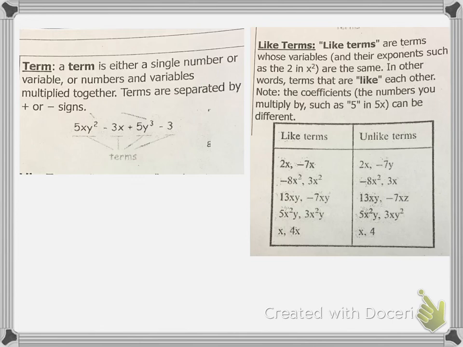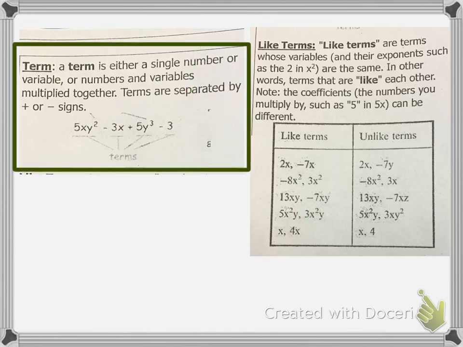I introduced the vocabulary term last week. So here's our definition here. A term is either a single number or variable, or numbers and variables multiplied together. Terms are always separated by addition or subtraction signs. So let me highlight our different terms here. 5xy squared is a term. 3x is a term. 5y cubed is a term. And 3 is a term.